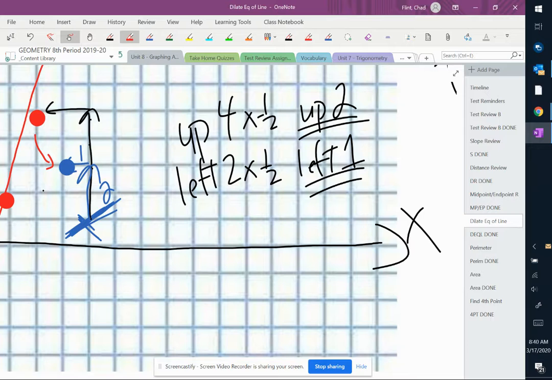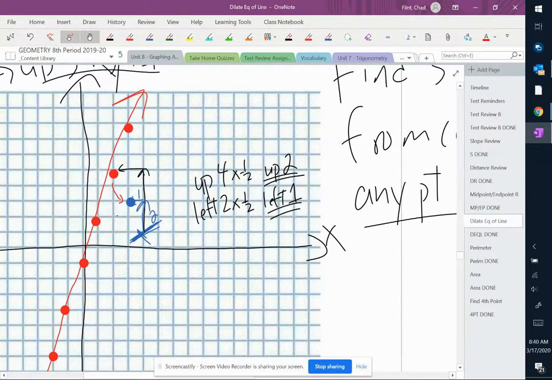Now I need to just figure out what this line looks like. Remember, we said before that no matter what kind of dilation you do, the slope always stays the same, meaning my slope is still 3/1. So I'm going to take this new point that I just got, and I'm going to go up 3, right 1 to get my new line. So it's going like that.